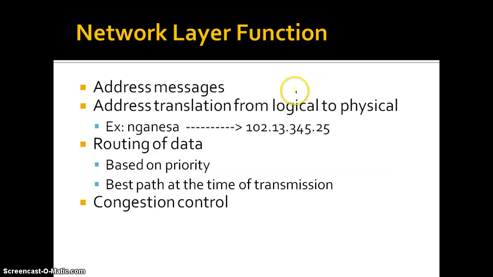The functions of the network layer are address messages, address translation from logical to physical. For example, this example has been given in which the logical is converted to the physical address. Then the routing of the data, which would be based on priority. Priority would be the data that comes in first will go out first. The best path at the time of transmission, that is the shortest path or the most reliable path. Congestion control.